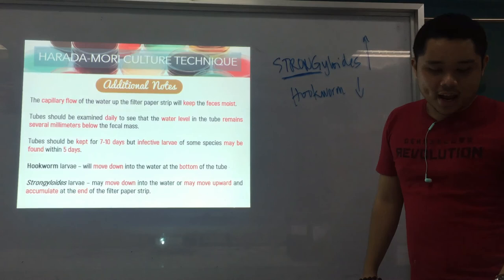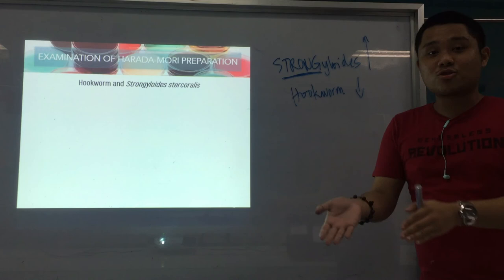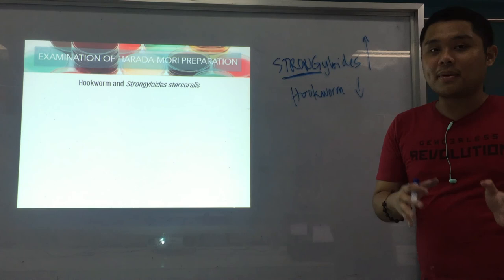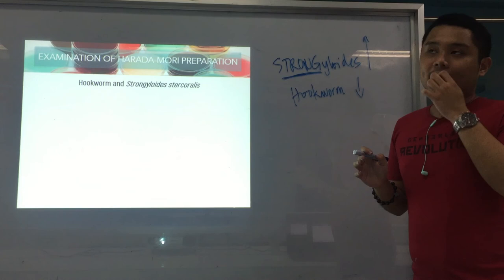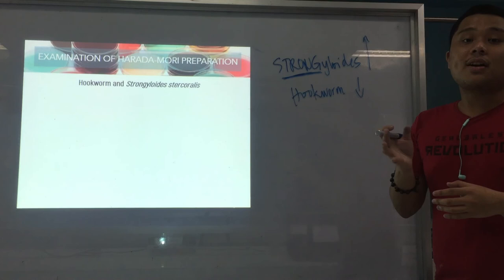Now, of course, very important for the Harada Mori preparation, what we're really after is the identification and eventually the speciation of the larva present in the Harada Mori preparation. And this is also what we use in differentiating hookworm and strongyloides. We then observe their larva. The main point of comparison or of speciation between your hookworm and your strongy is through their larva, okay? Through their larva, the rhabditiform and the filariform. And then we'll go to their differences later, okay?